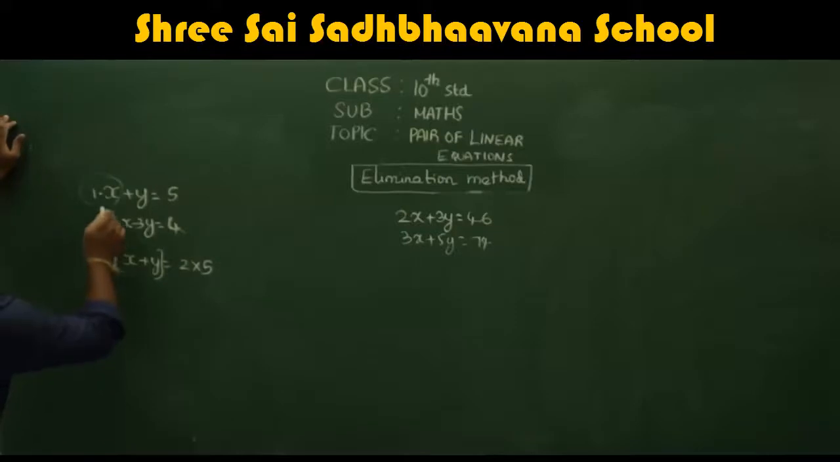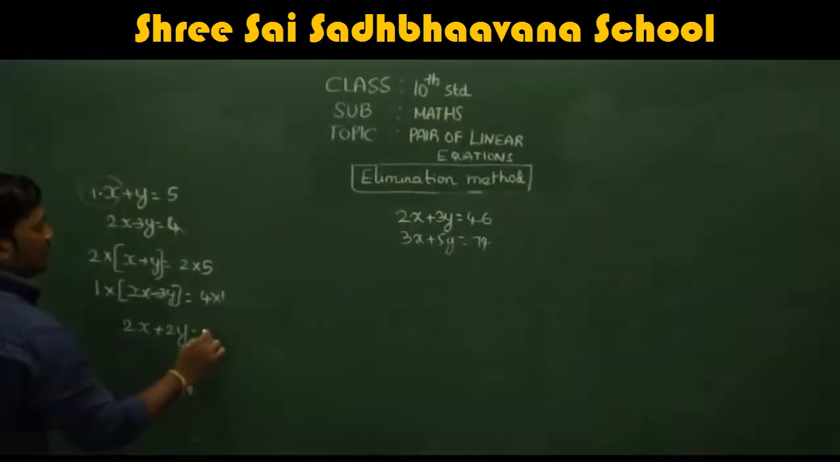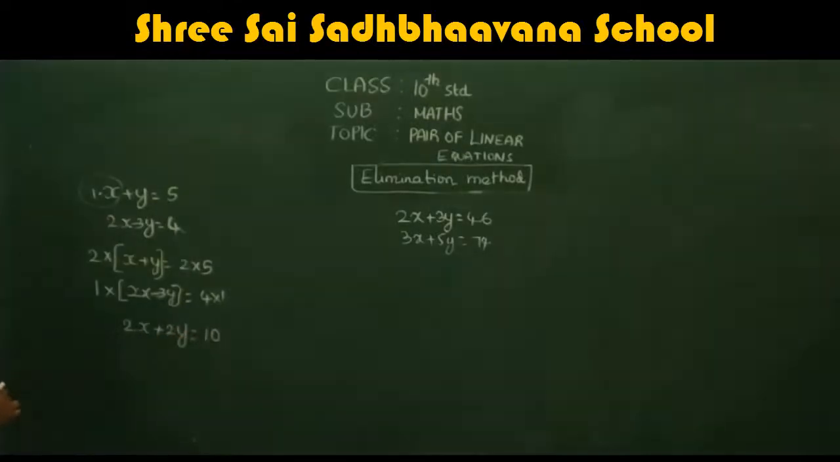Next, what is the x coefficient here? 1. So 1 into this. It doesn't matter if you multiply with 1, you'll get the same thing. So 2 into x, 2x, plus 2 into y, 2y, is equal to 2 into 5, 10. Next, 1 into the same thing, you'll get the same. Remember that you have to multiply on both the sides, not only one side.